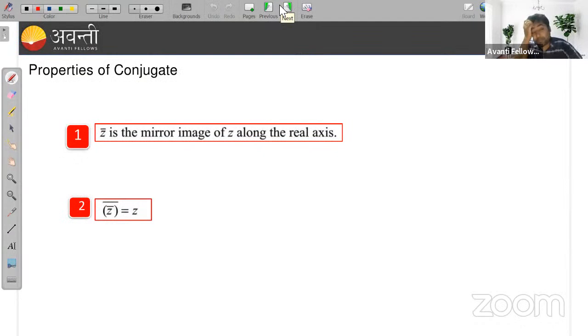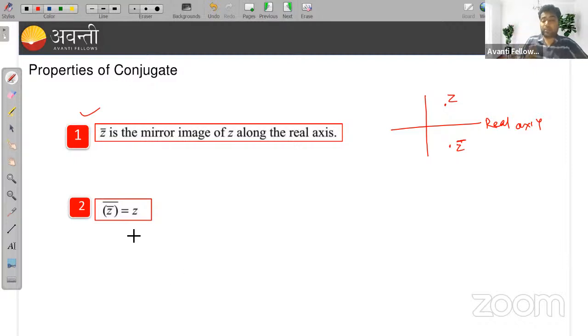Now we'll start some properties of the conjugate. The first property says that z bar is the mirror image of z along the real axis. Already we studied this many times. If you have a complex number z here, then the mirror image will be z bar on the real axis. This is my real axis. So remember, always, the conjugate of a complex number is the mirror image of the complex number along the real axis. Clear?